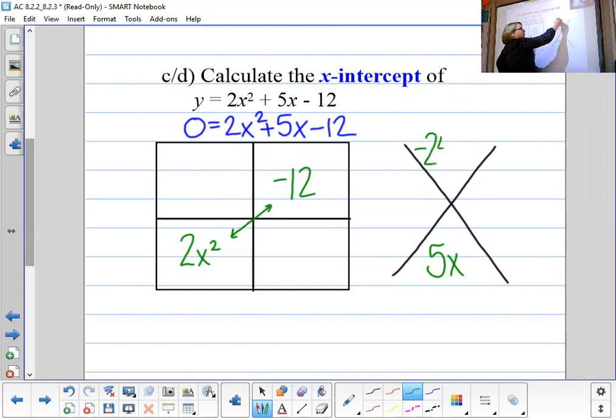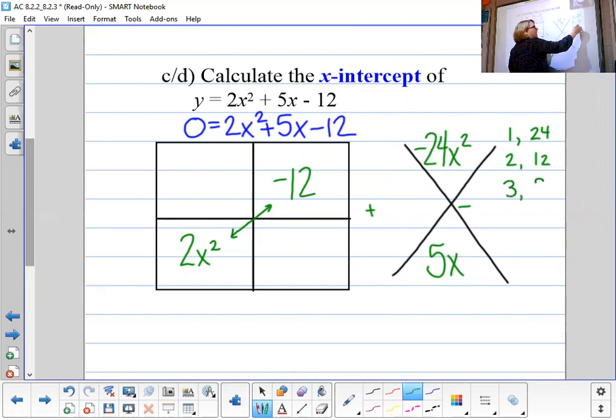So negative 24x squared. Since this is a negative, that means that one side is going to be a positive and one is going to be a negative. So I'm going to write that in there, positive and negative. And then when I add them together, I'm really doing a positive minus a number, so I'm finding the difference. Okay, so I'm going to go through my factors of 24 and see which ones have a difference of 5. Do 1 and 24? No, that's 23 apart. How about 2 and 12? No. What about 3 and 8? Yes, so those are the numbers that I want.